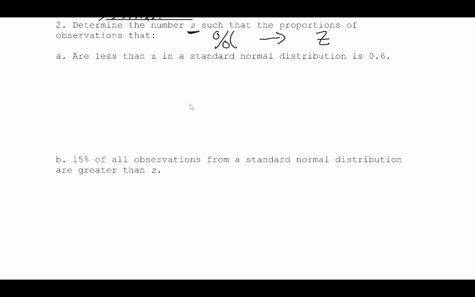So the percent that they gave us is 0.60. What we want to do is see which Z value is associated with that 0.60. Essentially we want a Z value that breaks up the bottom 60% and the top 40%, because if the left side is 60%, the right side has to be 40%. All right, so let's go ahead and draw this out.